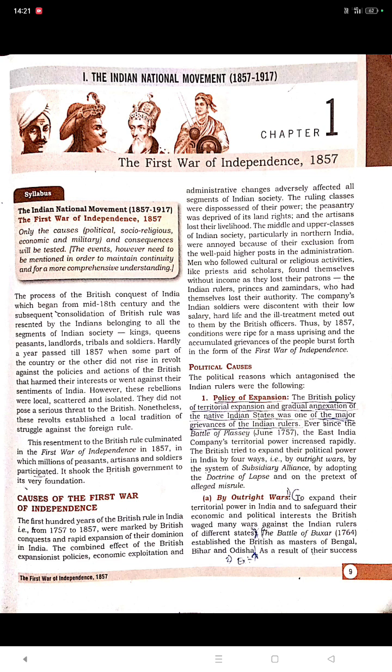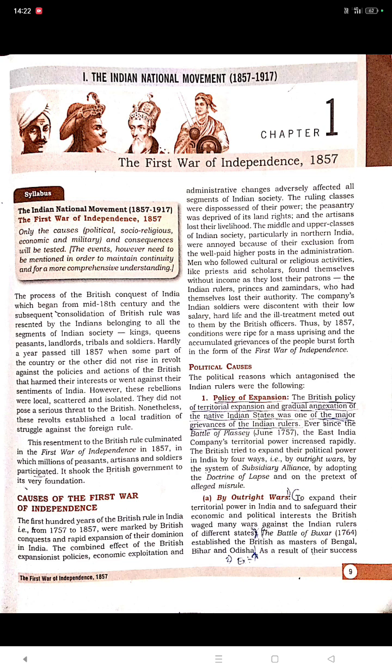The ruling classes were dispossessed of their power, the peasantry was deprived of its land rights, and the artisans lost their livelihood. The ruling classes means the ruling kings lost their power, the peasantry was deprived of its land rights, and artisans lost their livelihood.